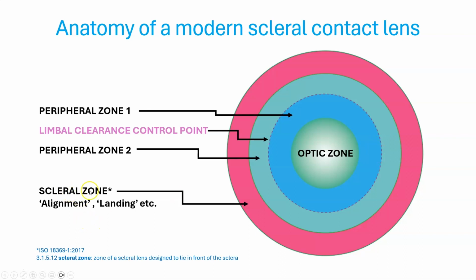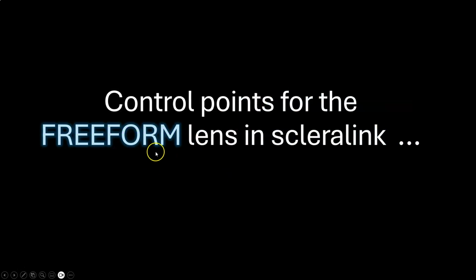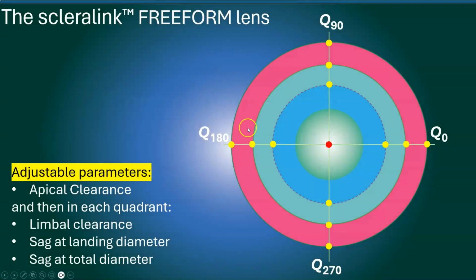The scleral zone, of course, is defined in ISO as the zone of a scleral lens designed to lie in front of the sclera, and that's what we've got here. And in our case, we can adjust the standoff at the edge by suitable steps. So having identified these control points, I want to see which of them apply in the case of the freeform lens in the Scleralink software.